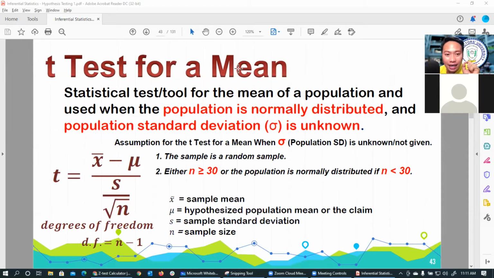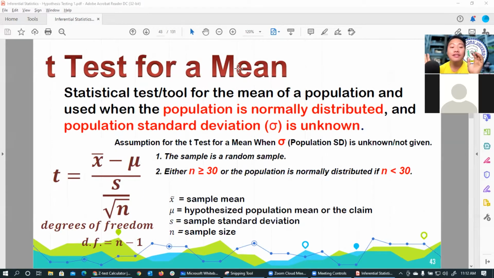Your priority, guys, is not just to check whether your sample size is greater than or less than 30. You need to prioritize first if the standard deviation from the population is given or known. Regardless if the sample size is less than 30, if the population standard deviation is given, then you still have to use the z-test. It doesn't matter if your sample size is less than 30; if your population standard deviation is known, you still use z-test.